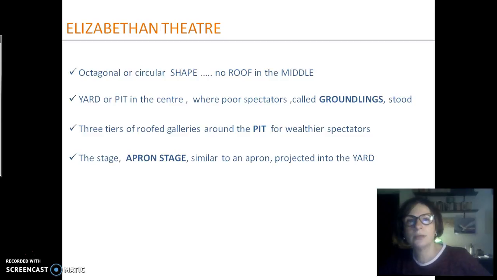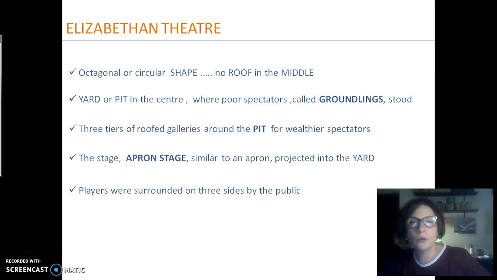The stage, that seems so different from modern stages, was called apron stage. The name comes from the fact that it is similar to an apron. So if you don't know what an apron is, well, it's something I'm going to ask you tomorrow morning. And this apron stage projected into the yard. The players, because the stage had the shape of an apron, were surrounded on three sides by the public. As we said at the beginning, it created a close relationship between actors and the characters they were representing, and the public.